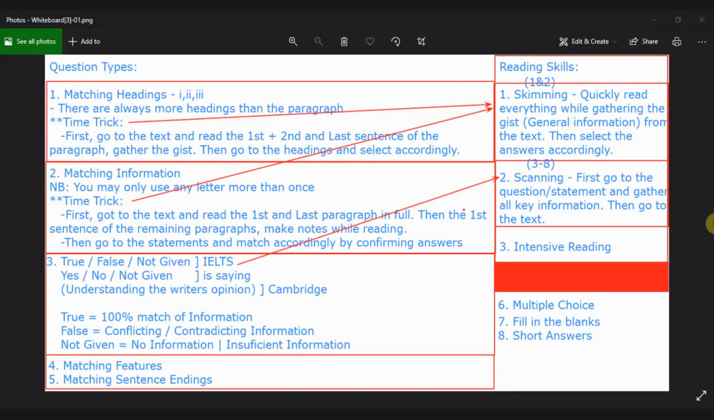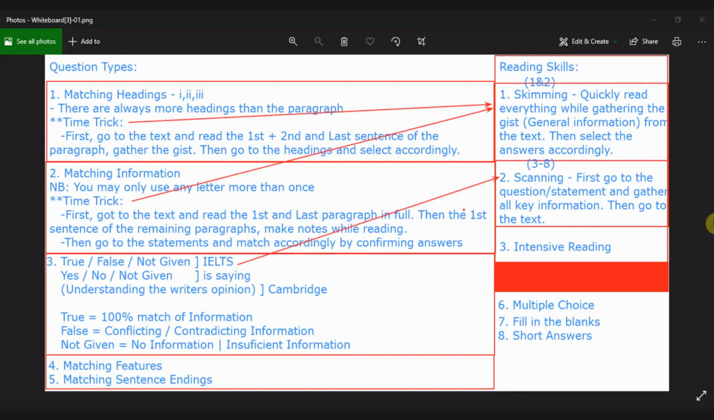All right, so skimming and scanning are two of the important reading skills that you need to use. So this time let's talk about intensive reading. What do you remember about intensive reading? Reading. Okay, good. That's it. So intensive reading is like what we have been doing throughout our whole lives.